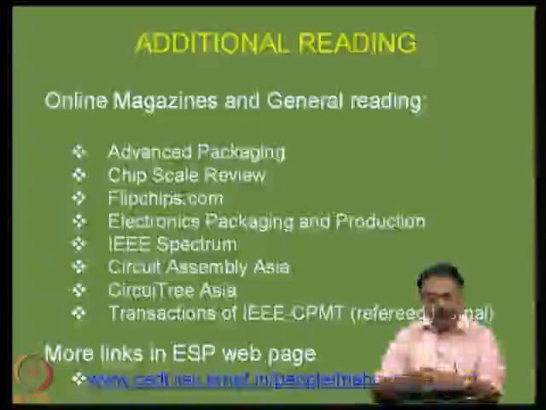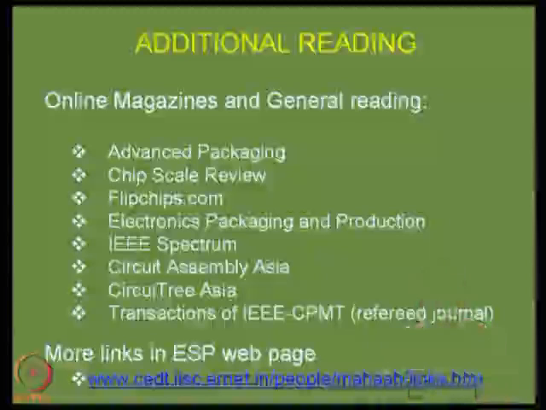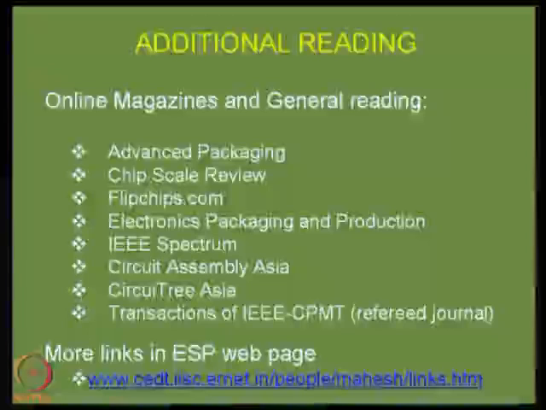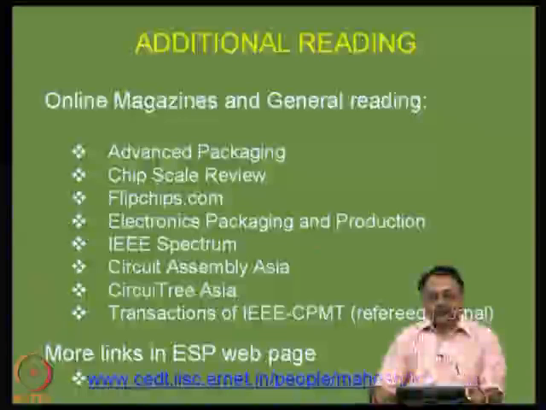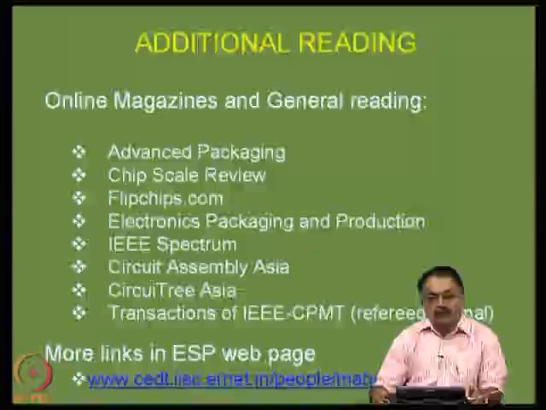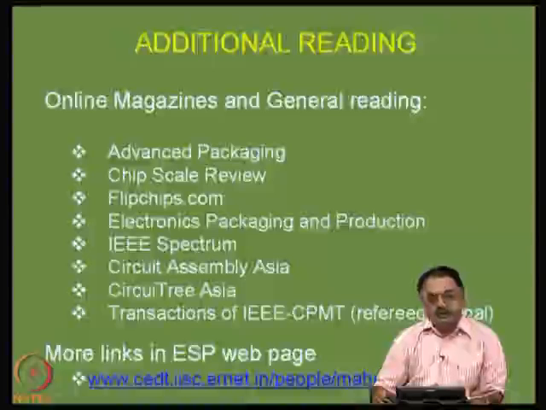Online magazines are recommended to read because very excellent packaging journals are available today, like Transactions of IEEE CPMT Journal is a refereed journal for researchers in packaging. Magazines like Advanced Packaging, Chip Scale Review, which are monthly magazines which give you current state-of-the-art technology issues globally. Both academic and industry are presented. Electronics Packaging and Production. A website called flipchips.com is very useful if you wish to read about bare die or flip chips. IEEE Spectrum will give you very often interesting packaging activity presentations. Circuit Assembly Asia, Circuitry Asia are magazines from Southeast Asia, which focuses on Asian industry activities.